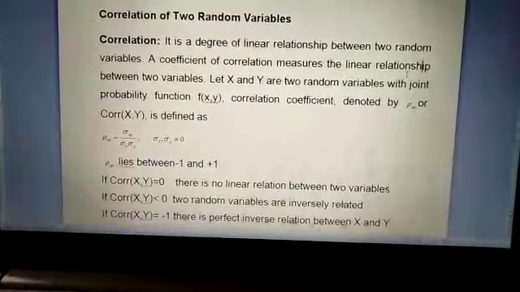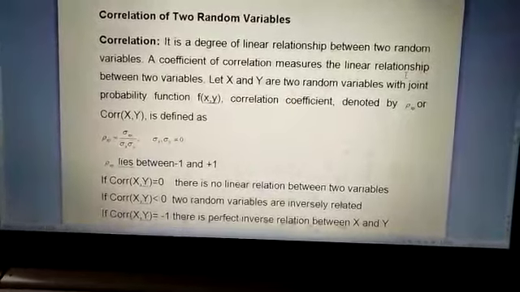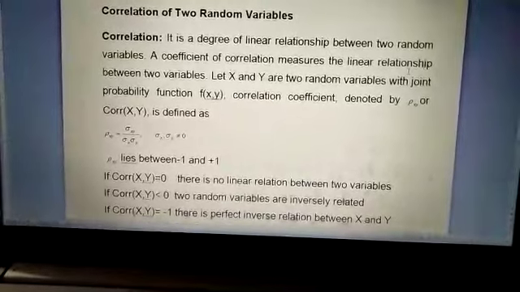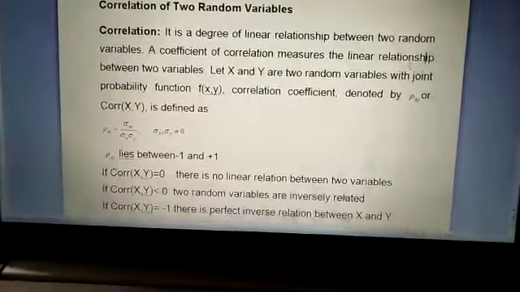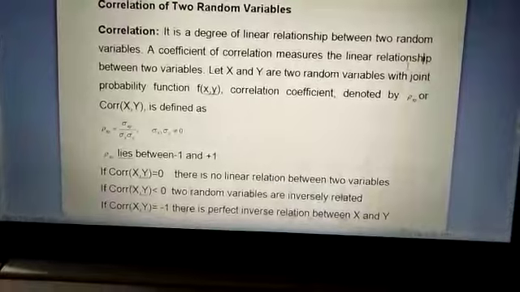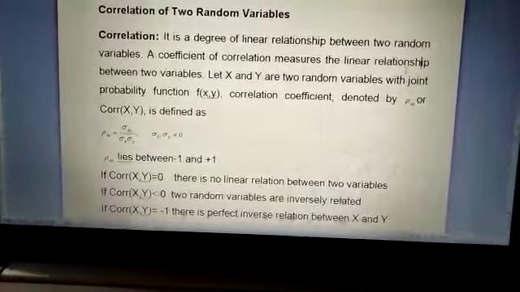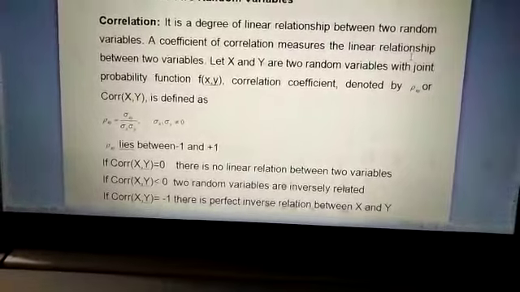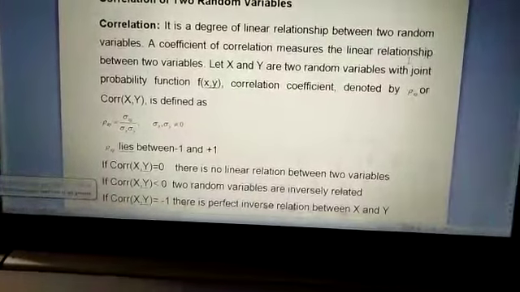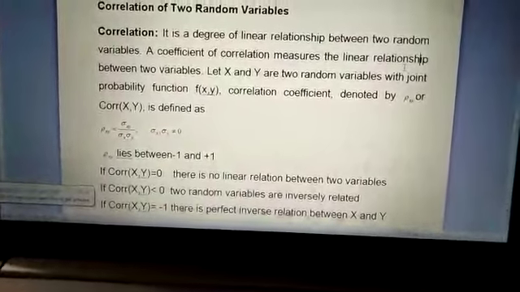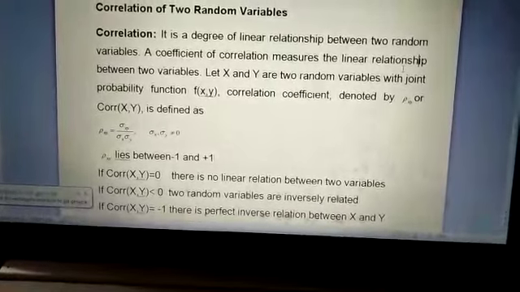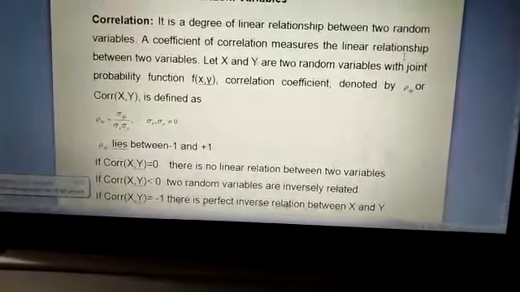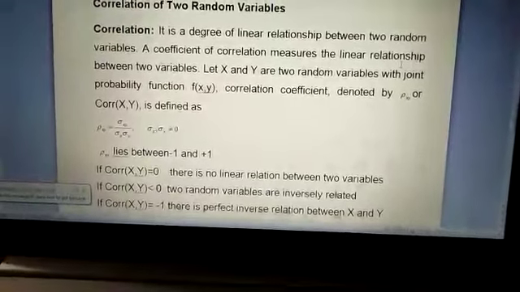Correlation is a degree of linear relationship between two random variables. A coefficient of correlation measures the linear relationship between two variables. Let x and y be two random variables with joint probability function fxy. The correlation coefficient, denoted by rho xy or correlation xy, is defined as rho xy equals sigma xy divided by sigma x into sigma y, where sigma x and sigma y are non-zero.